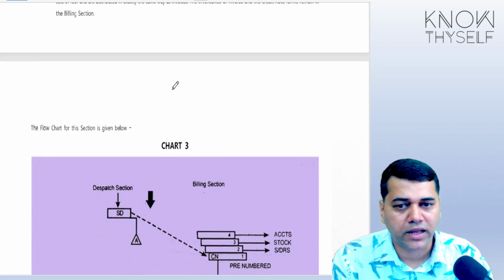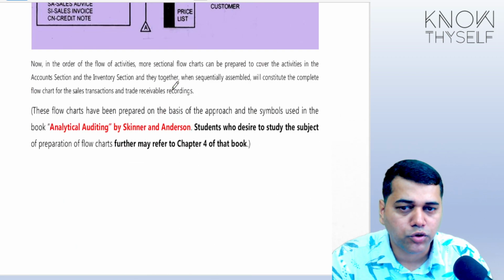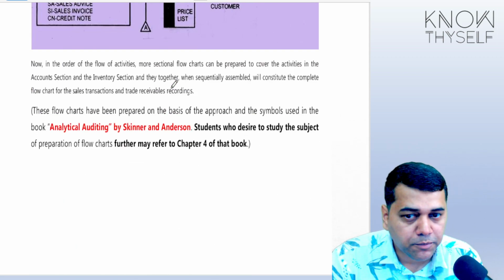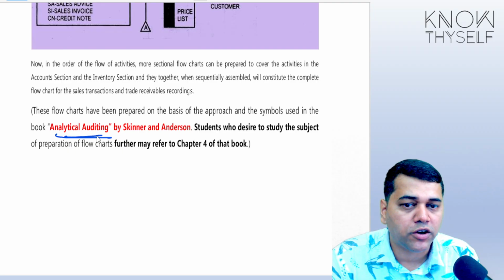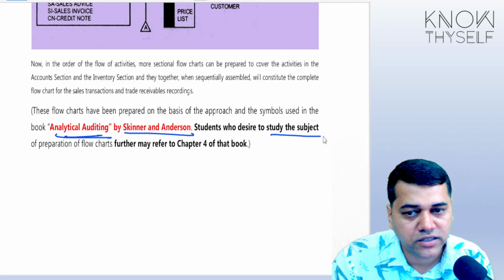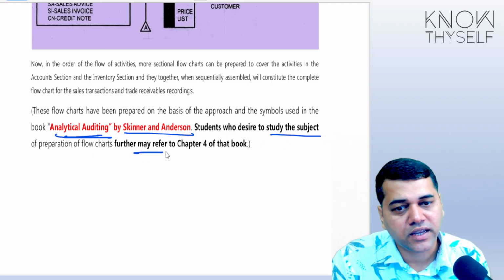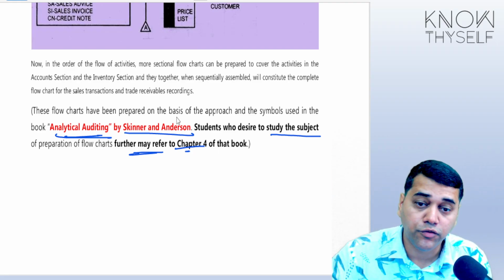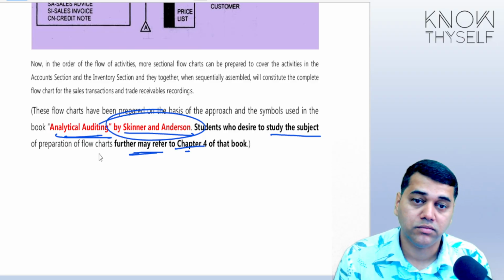Then the billing section, what happens? They have given one more chart, and they said where they have picked it from: analytical auditing by Skinner and Anderson. Students who desire to study the subject of preparation of flowcharts can refer to chapter number 4 of that book. That means these contents they gave you are from Skinner and Anderson's book.